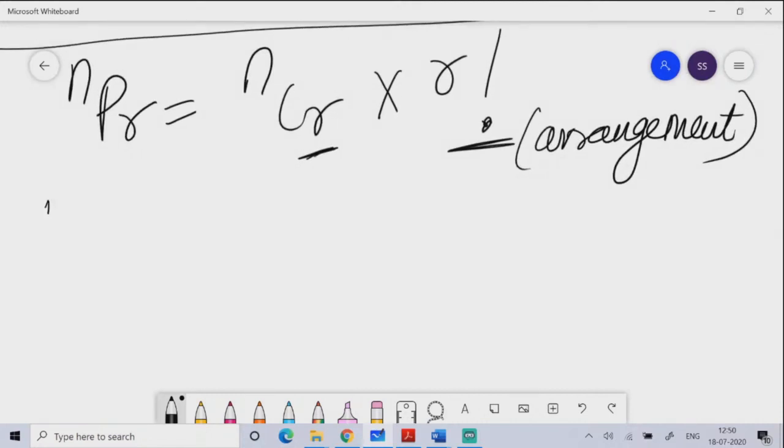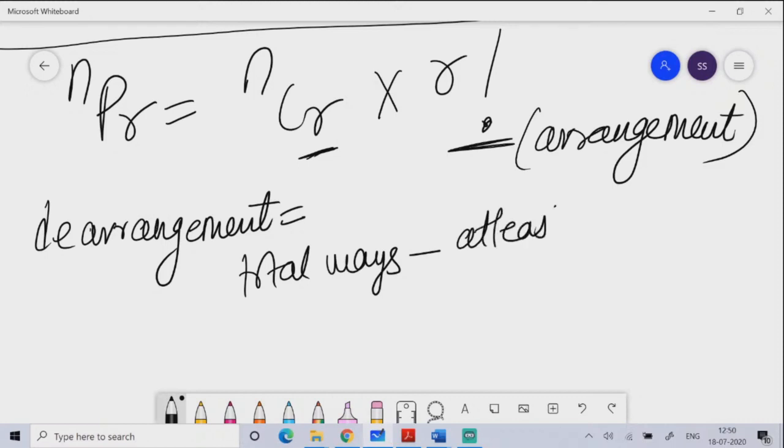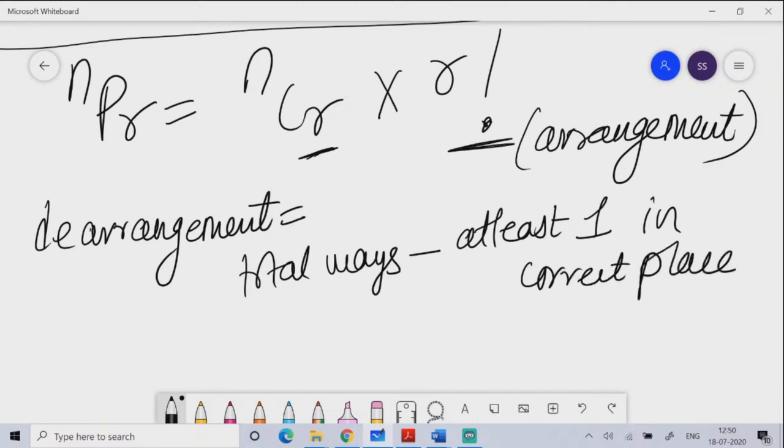The opposite of arrangement is called derangement. A derangement basically means total number of ways minus at least one in the correct place. At least one in the correct place. That is called derangement.